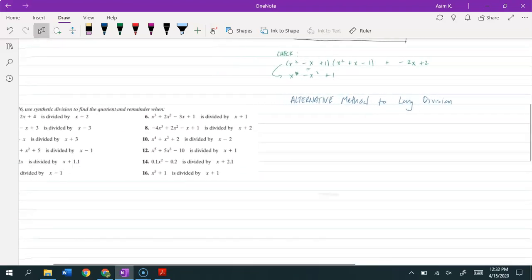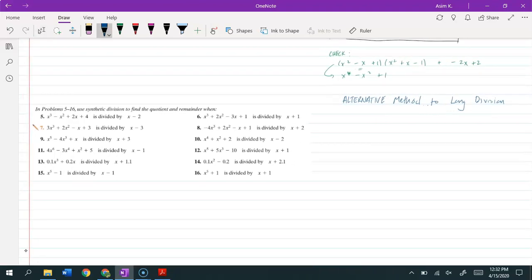But the alternative method to long division is called synthetic division. All right, so it's a whole lot easier to do, but there is a catch. With almost anything that is a shortcut, it only works sometimes. So let's get this out of the way.